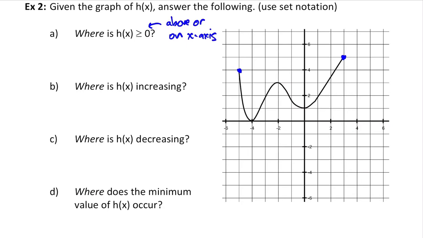Well, check this out. Above, above, above, on, and then all of this stuff here is above. So all of this is above the x-axis or on. All right, well, that's going to be -5 is less than or equal to x is less than or equal to 3. It's the whole thing.